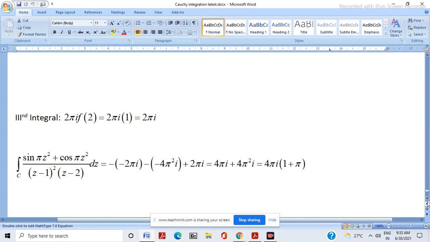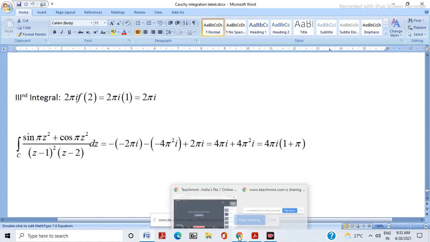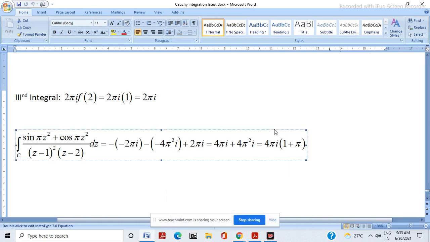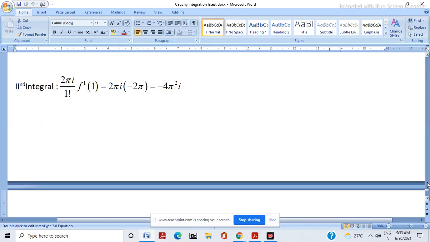Any doubts? No, ma'am. But this problem is a repeated one. It's the same thing. It's there in the lab also. Okay. No doubts now. Shall I move on to the next theorem?